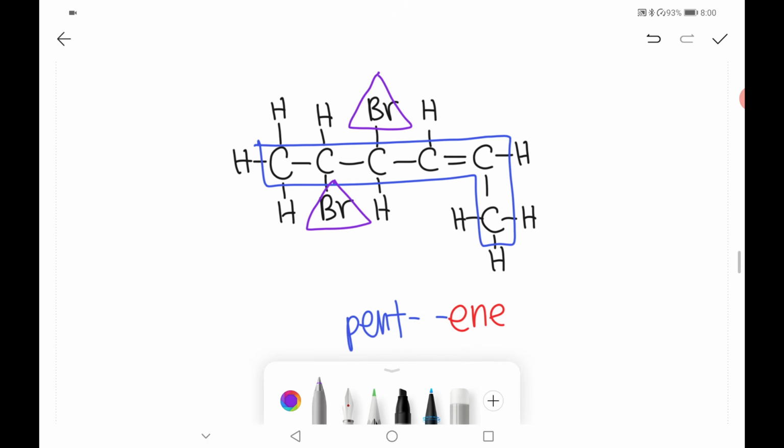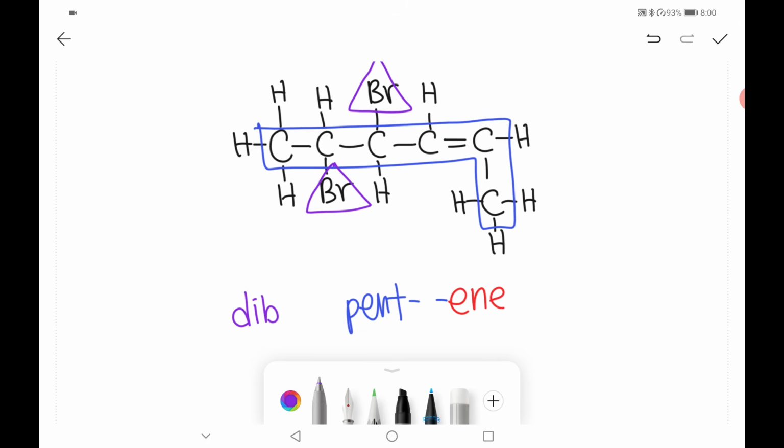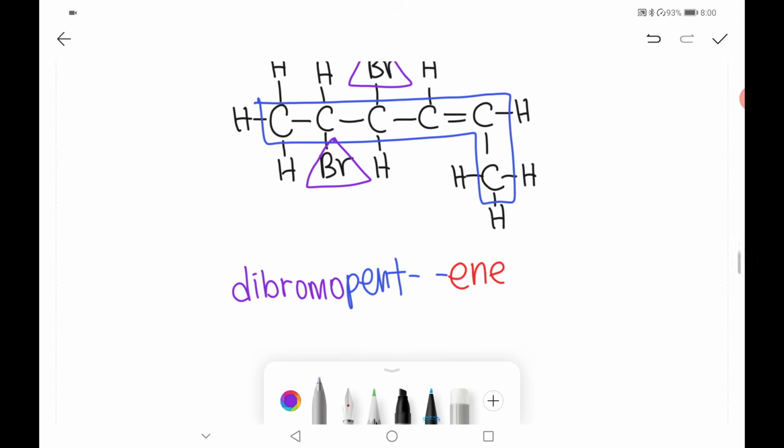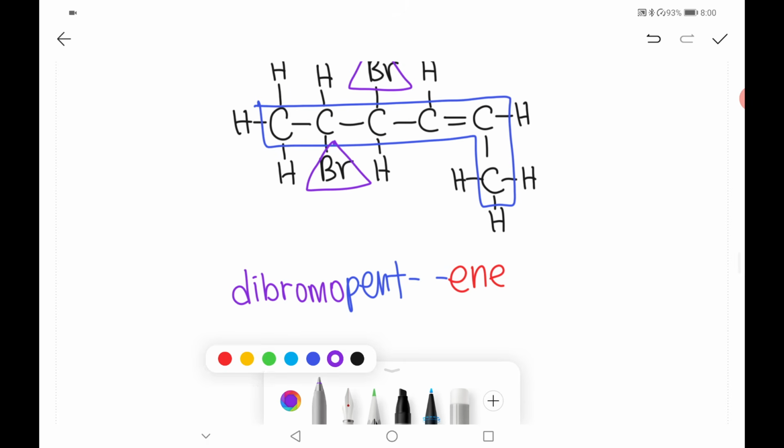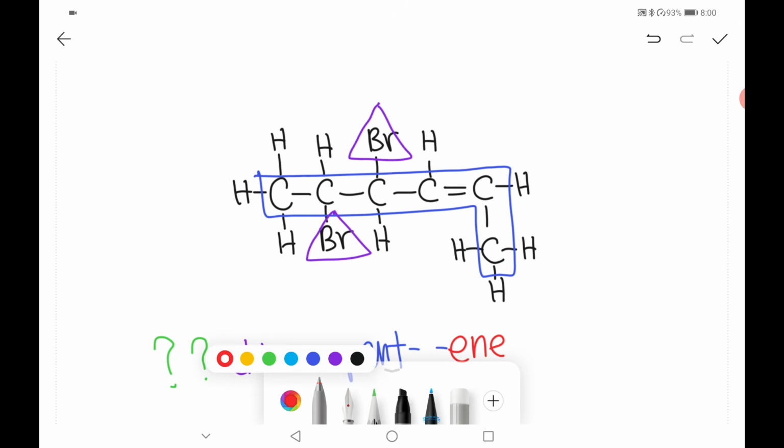These 2 bromine are the branches. So we have 2 branches. When we have 2 branches, use the word di. When the branch is made of bromine, we just name it bromo. So it's dibromo. When we have 2 branches, we need to put 2 numbers in front, and then you need to put a dash here. Okay, so now let us do it. Let's count from the left hand side to the right hand side.